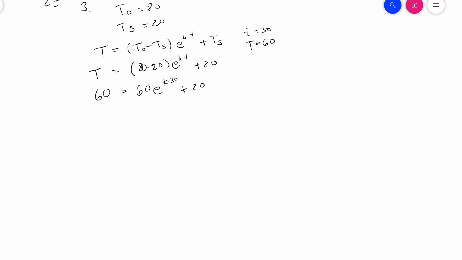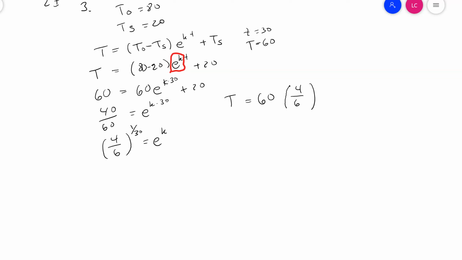Plus 20. So subtract, divide, and this is the part that I told you I really want to make sure you're solving for e to the k. So this is 4 over 6 to the 1 over 30 power, because I'm going to take the 1 over 30 power to solve for the e to the k. So now I'm going to put the e to the k right back here, right? So this gives me the temperature is 60, and instead of the e to the k, I'm putting in 4 over 6, and then this exponent of t is multiplied times that 1 over 30, so that's t over 30 plus 20.